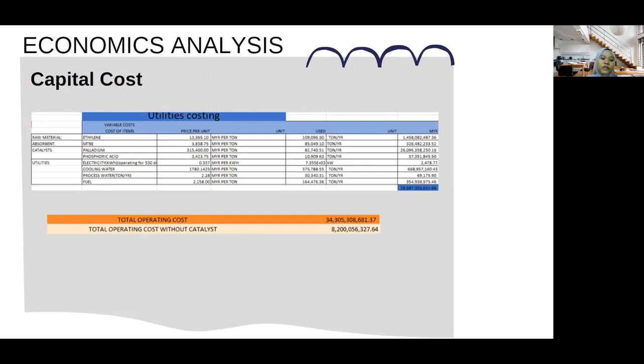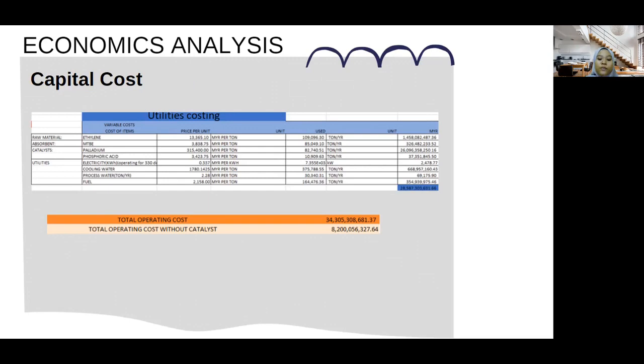Next, we will move to the utilities costing. For the utilities, it will include the electricity, cooling water, processed water, and fuel. And it is determined to be 1.02 billion Malaysian ringgit.